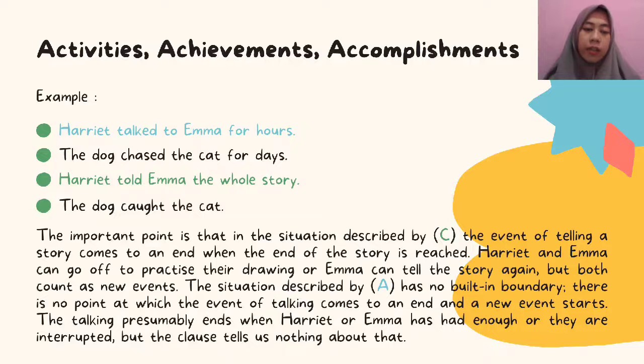Harry and Emma can go off to practice their drawing, or Emma can tell the story again, but both count as new events. The situation described by A, Harry talking to Emma for hours, has no built-in boundary. There is no point at which the event of talking comes to an end and a new event starts. The talking presumably ends when Harry or Emma has had enough or they are interrupted, but the clause tells you nothing about that.